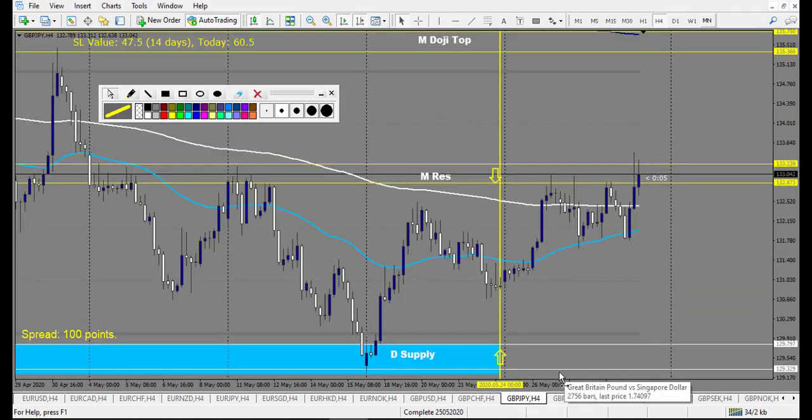GBP CHF, no trade. GBP JPY, we have a trade, a very nice winning trade. We have a pin bar right here. Retracement entry at the level, stop loss right here, and it made 3 reward easily.